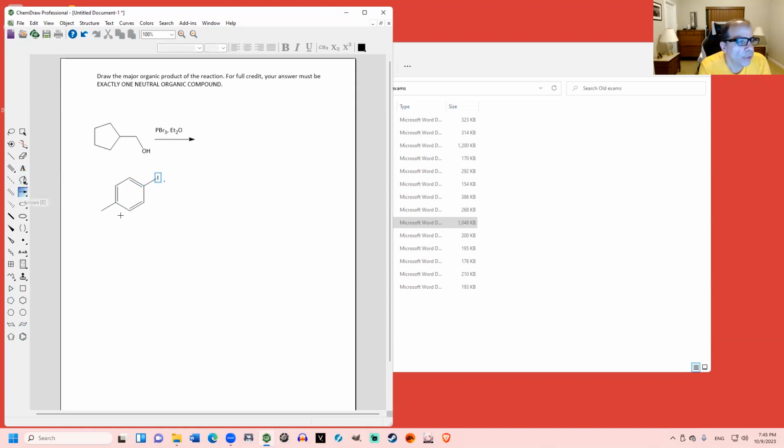Put an iodine over here. We'll treat it with magnesium and diethyl ether. What else? I really wasn't expecting to get through all that.